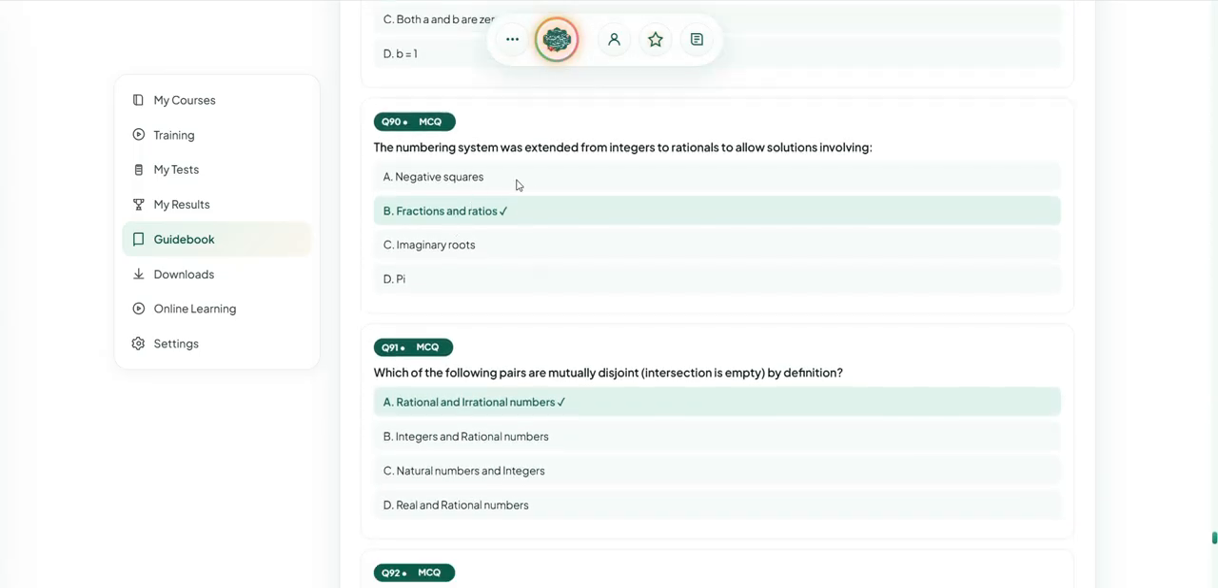The number system was extended from integers to rationals to allow solutions involving fractions and ratios.